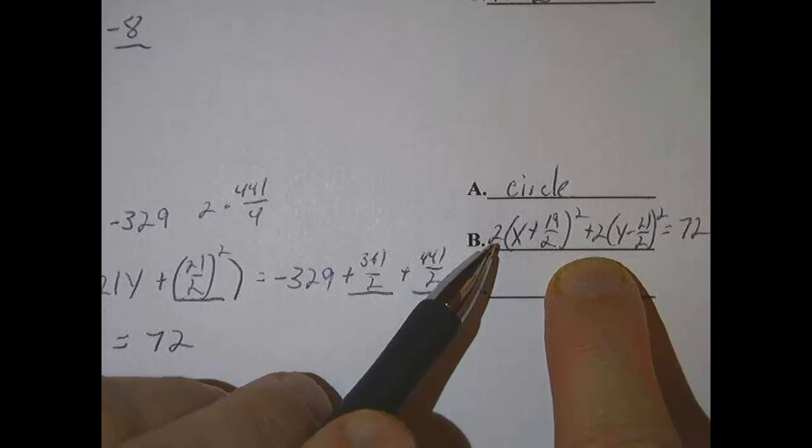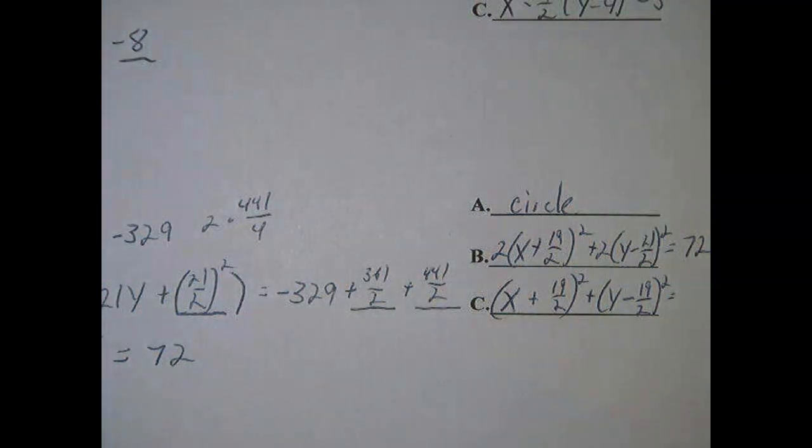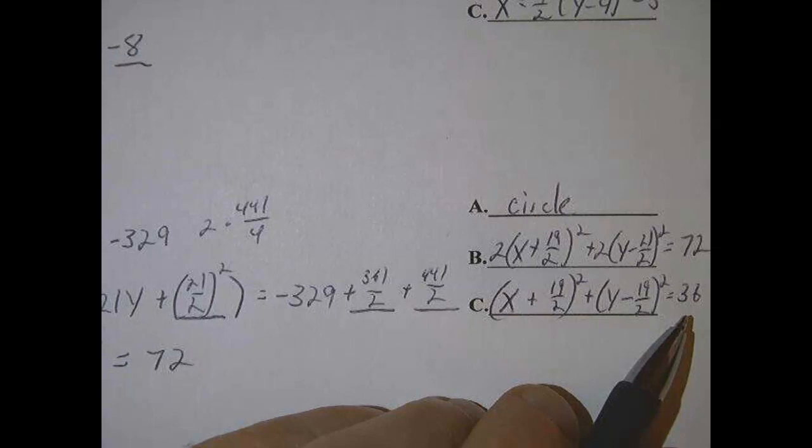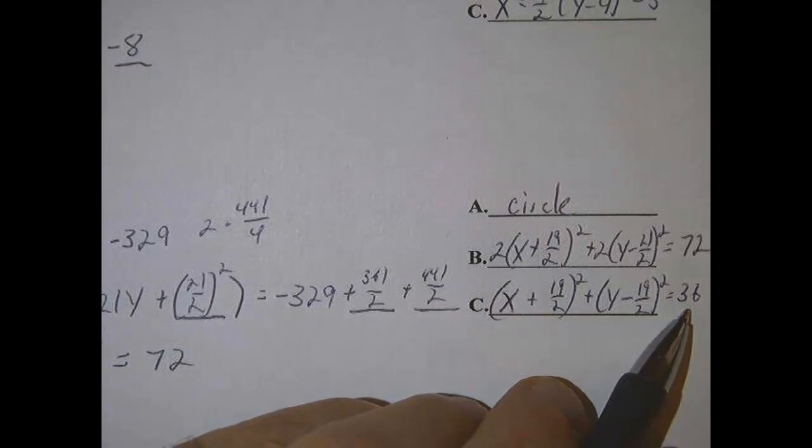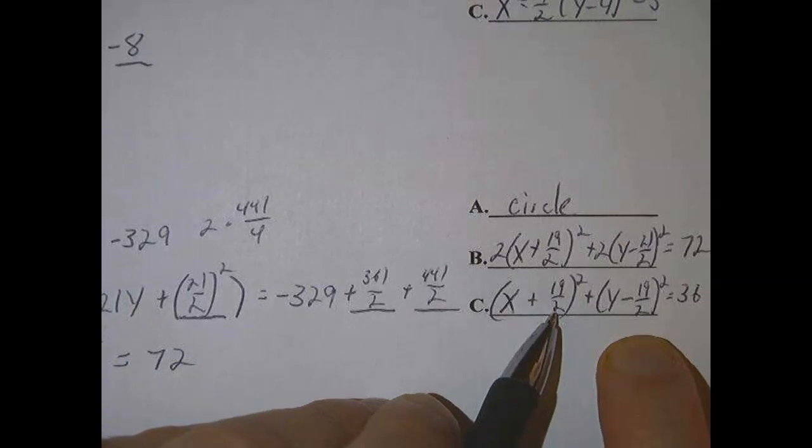So we divide both sides by 2, and we get x plus 19 over 2 squared plus y minus 21 over 2 squared equals 72 over 2, which is 36. We like that because you may remember that with a circle, that's our r squared, so that's our radius. And you may remember that that's our center.